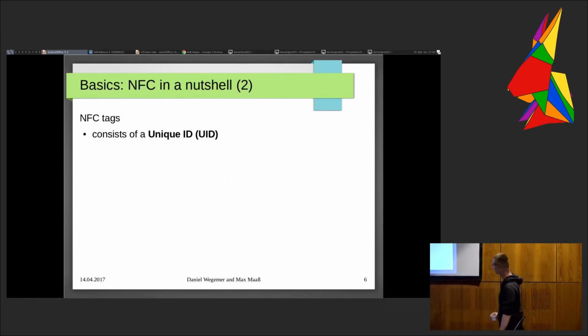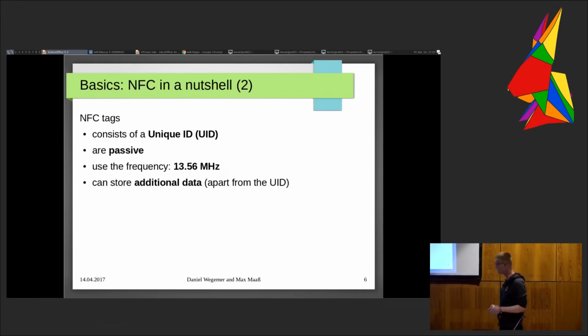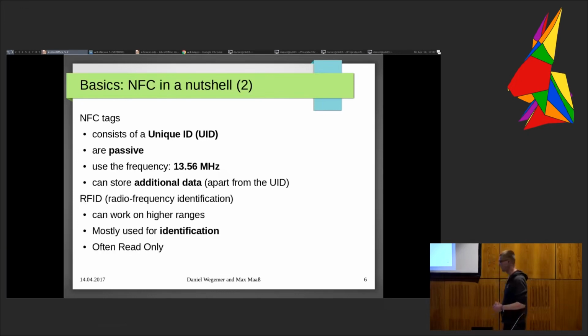So more about these NFC tags. In general, they are passive, so you don't need any battery or something. We talk about this later. They use the frequency 13.56 megahertz, and you can also store data on them, apart from the UID. If we compare this with RFID, RFID is mostly read-only, so you basically have just an identifier, you just identify stuff. There's no real protocol which is spoken between the reader and the tag, but it works at higher ranges.